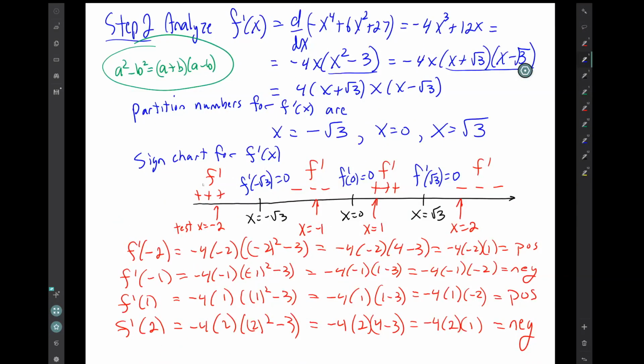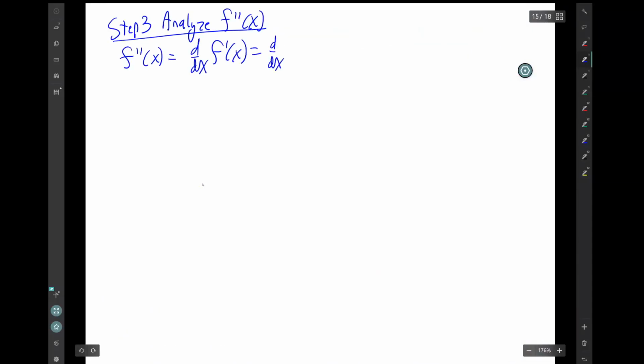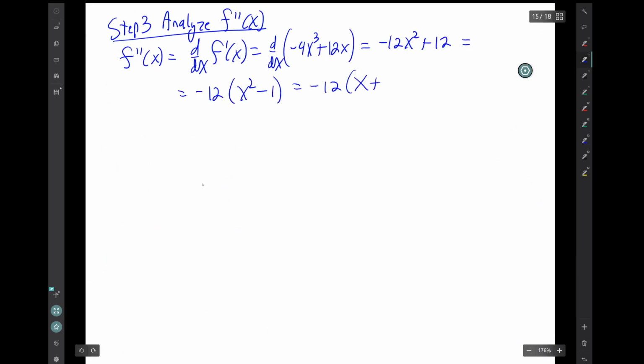So f prime is this, minus 4x cubed plus 12x. So we have to find the derivative of that to get f double prime. So there's f double prime. Now we can see that it factors easily, so we can find the partition numbers for f double prime are x equals -1 and x equals 1.